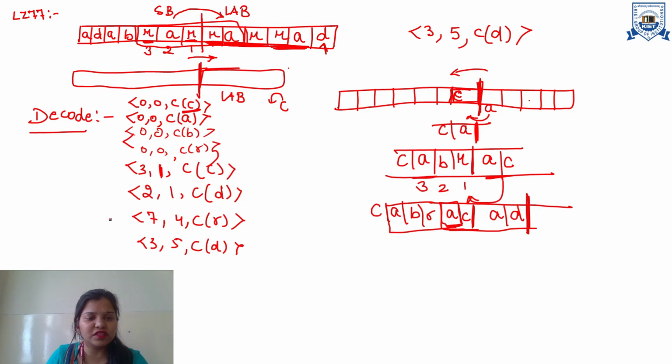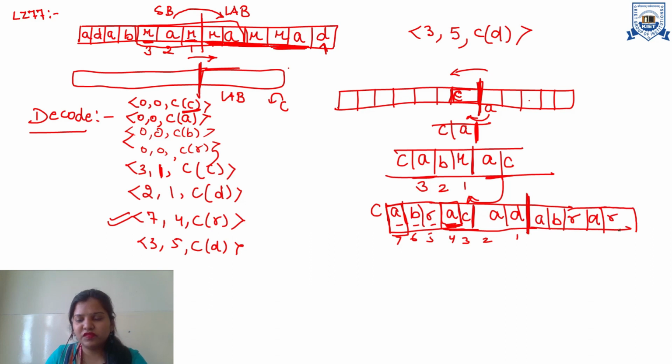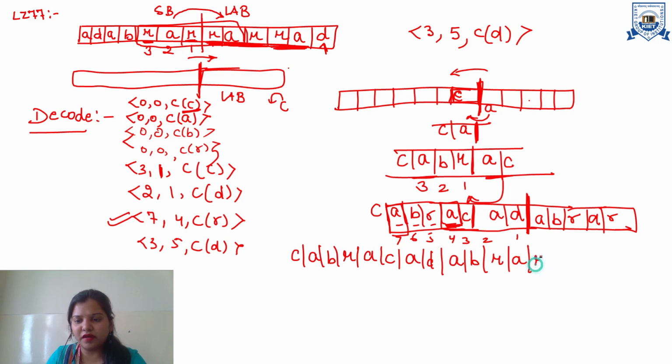Now check for this line. At index number 7 we got a match. So 1 2 3 4 5 6 7 we got a match here, A. What we will do, up from A take the 4 alphabets A B R A, right here. Next is code for R, so it means next alphabet is R. This is my sequence, and now slide it toward the left hand side, and we will have C A B R A C A D A B R A R up to this.